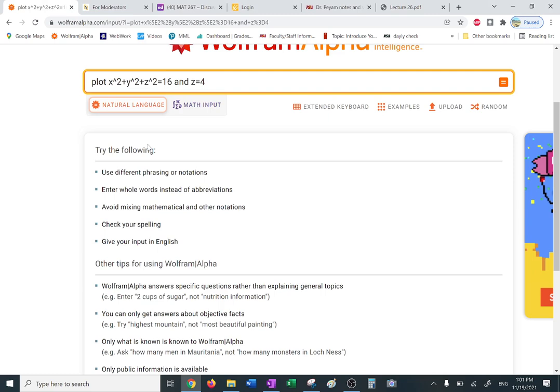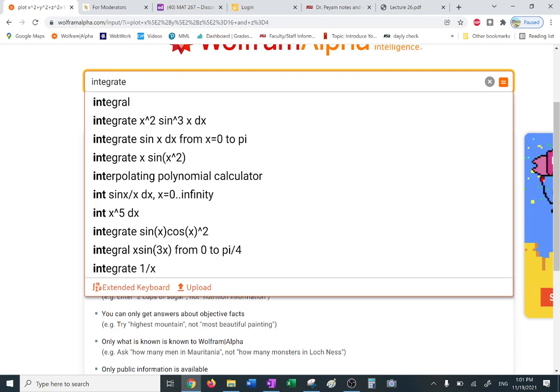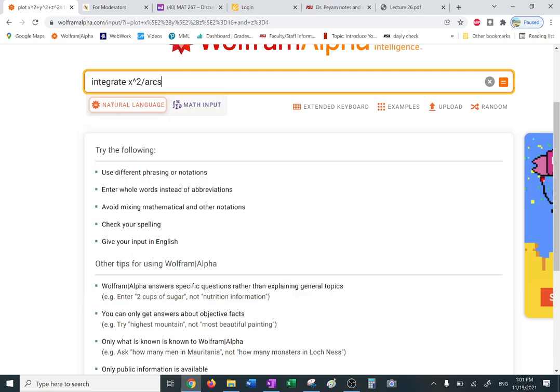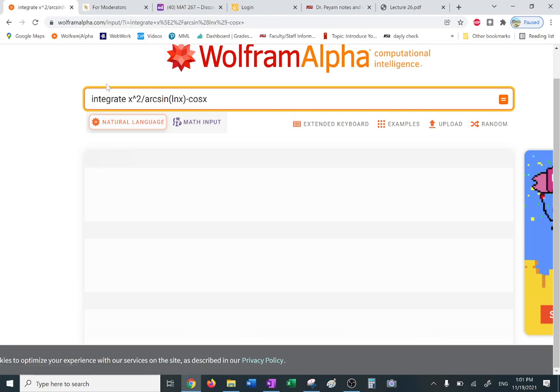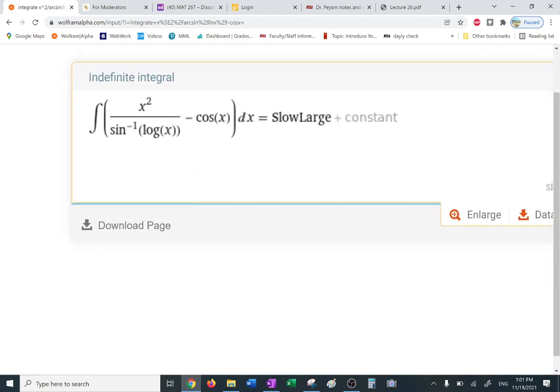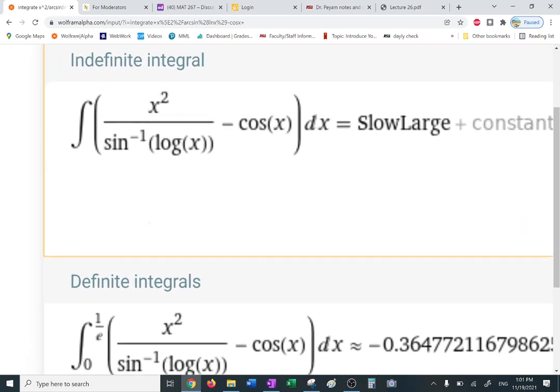When you don't know how to integrate something, let's integrate, I don't know, just give me something crazy. x² over arcsine of ln x minus cosine x, indefinitely, let's just try that. Look at this, it's a pretty short integral actually. If you don't know how to integrate that, let's see if it knows. Oh, it did. If you don't know how to integrate that, use some kind of tools.